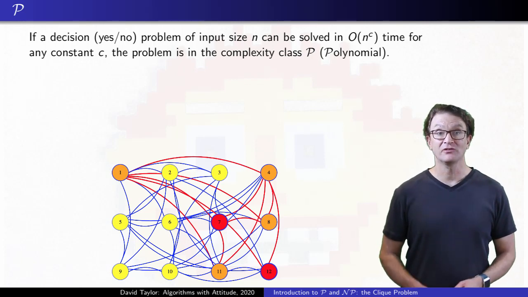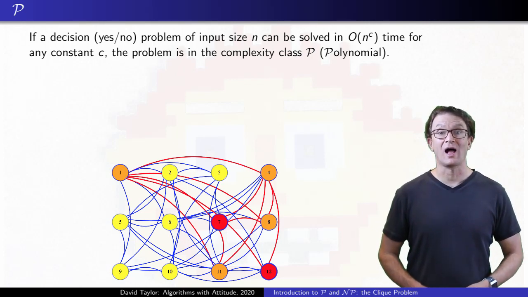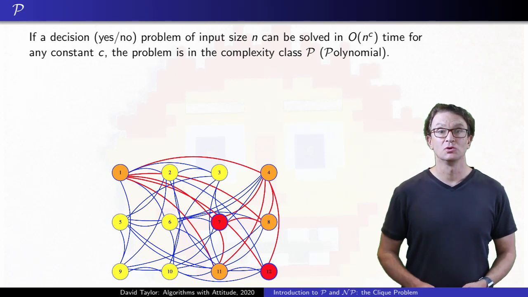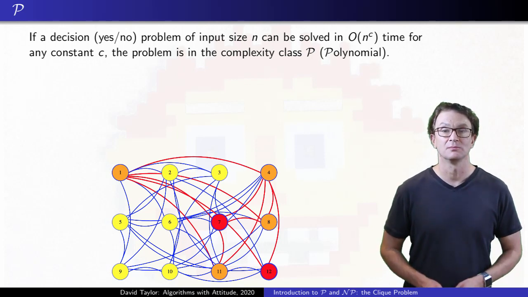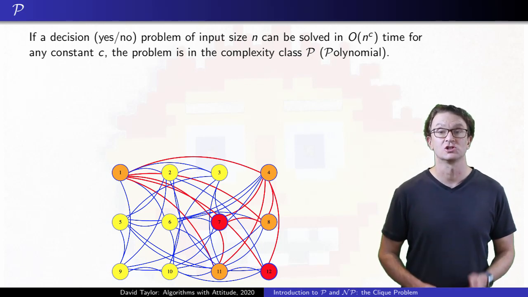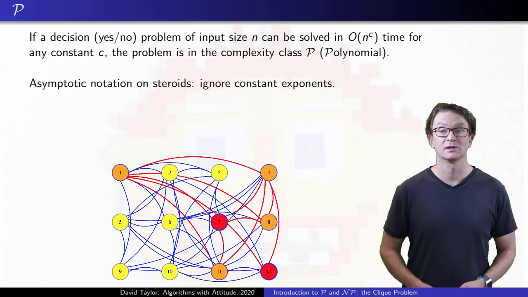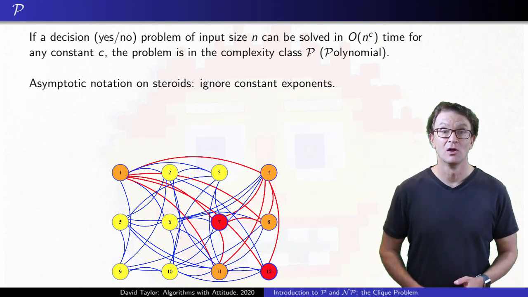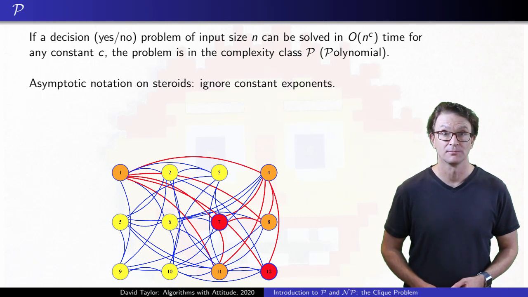time. Asymptotic notation ignores constant multipliers, so you can give a set of all problems that can be solved in, let's say, n squared runtime, regardless of the coefficient. This goes further, ignoring constant exponents, so it catches all polynomials of any fixed degree.